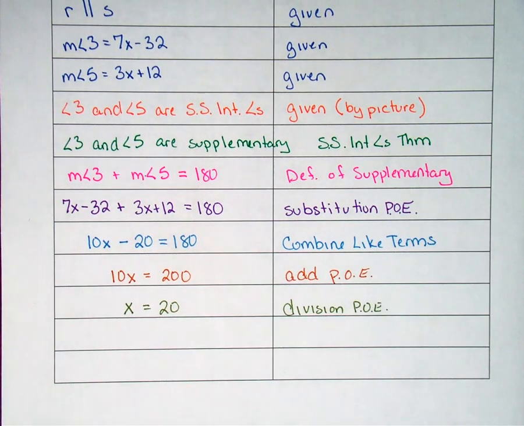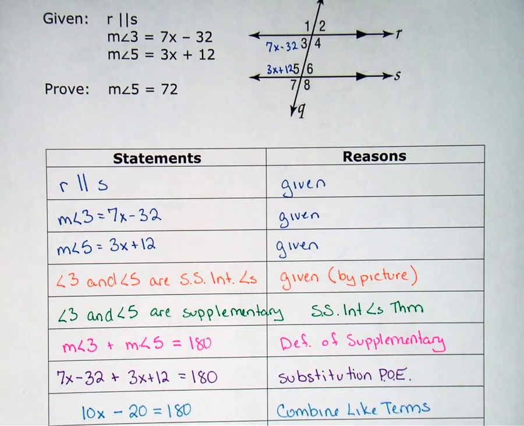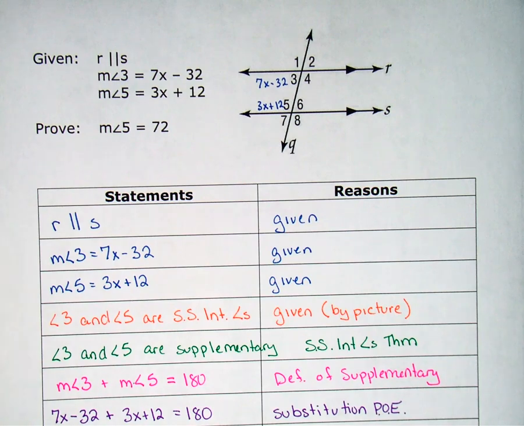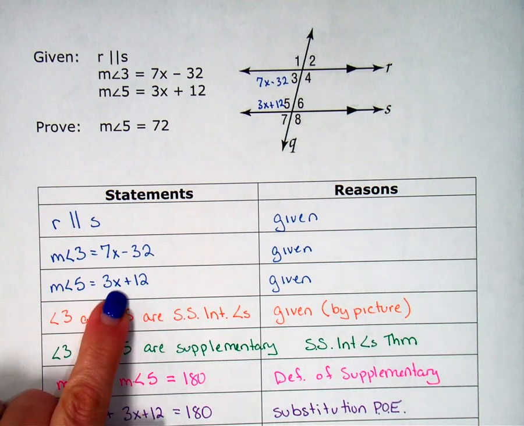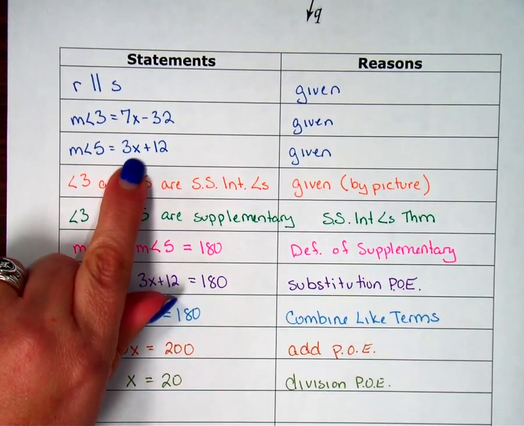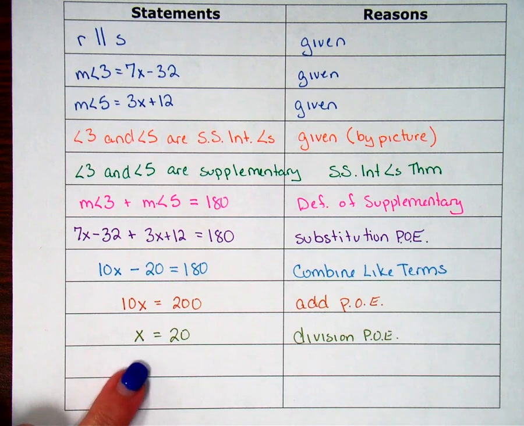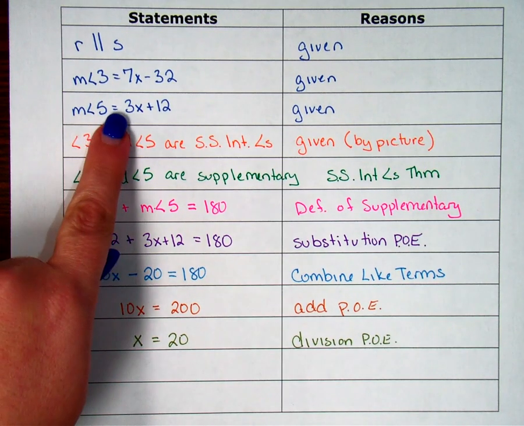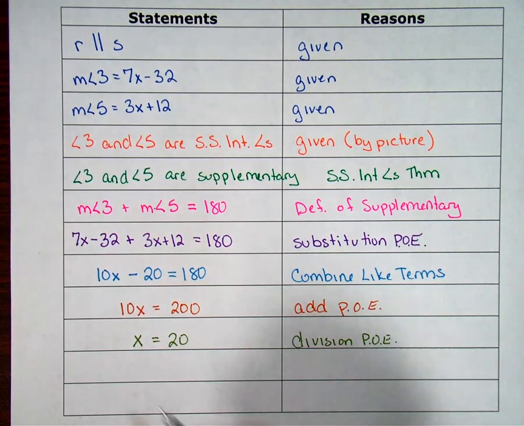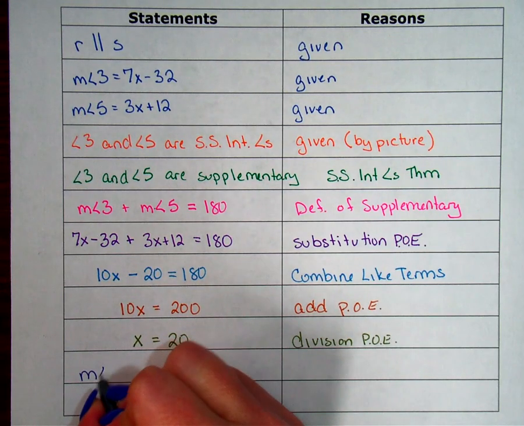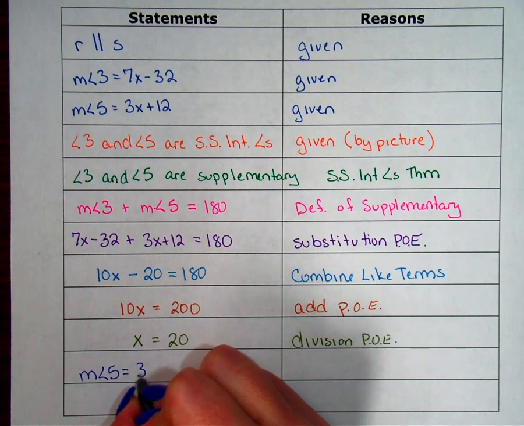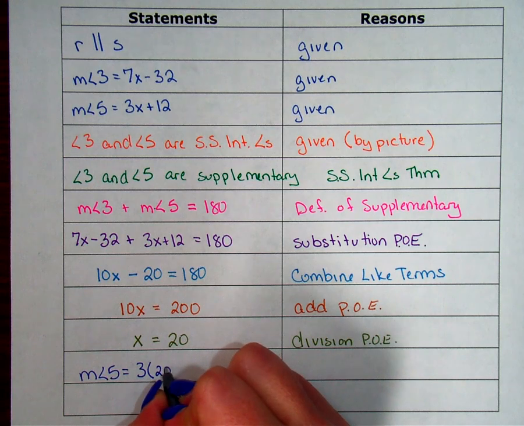Okay, and then, let's see, am I done? Did I prove what I wanted to prove? I wanted to prove the measure of angle 5 equals 72. So I'm not quite done yet. I know the measure of angle 5 equals, in my proof, 3x plus 12. But now I know what x is. So I can plug it in to 3x plus 12. So the measure of angle 5 equals 3 times x plus 12.